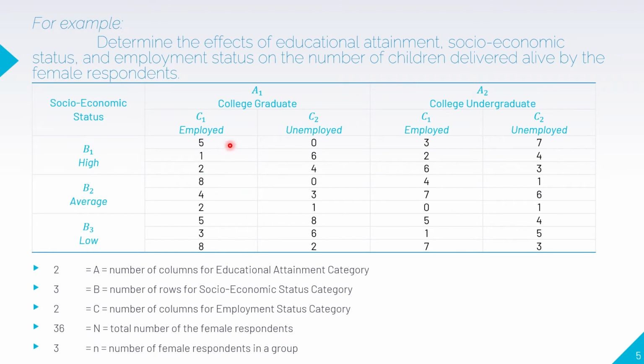Our N is the total number of female respondents. So in here, we have 1, 2, 3, 4, 5, 6, 7, 8, 9, 18, 27, and 36. So in total, we have 36 female respondents. Our small n, the number of female respondents in a group, is this one, 1, 2, 3. So we have 3 female respondents in our group.